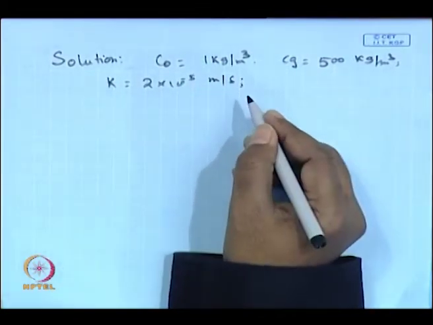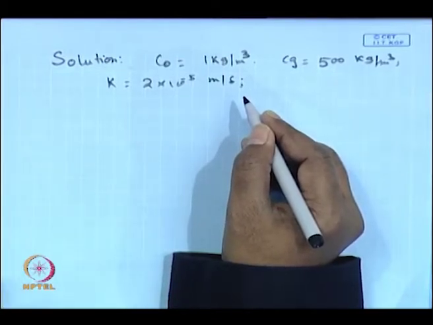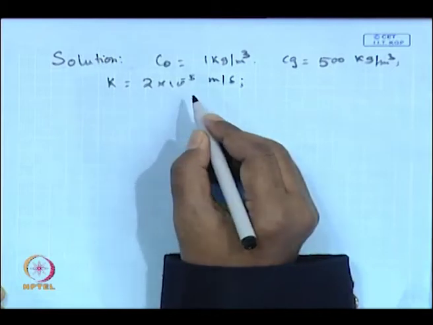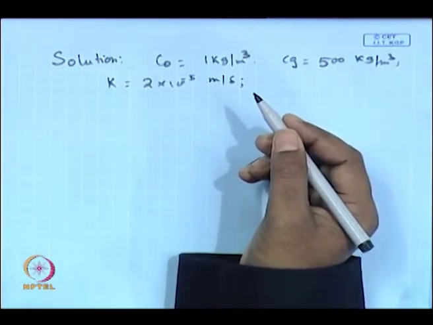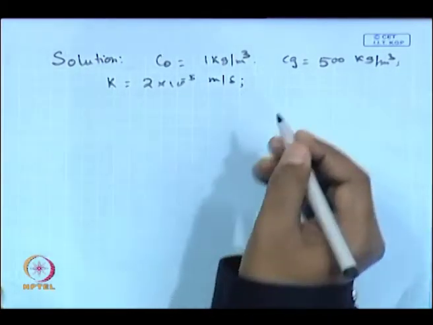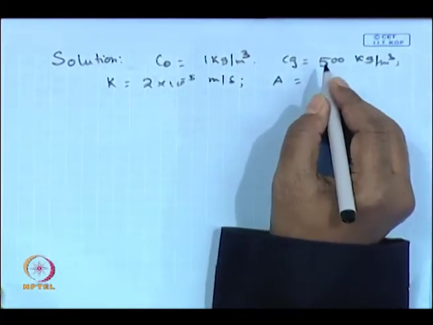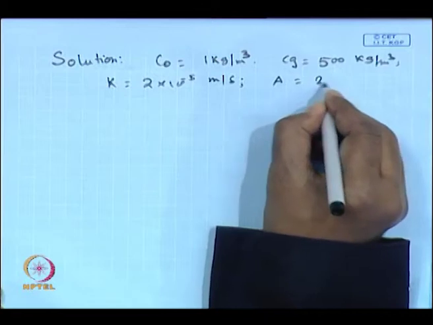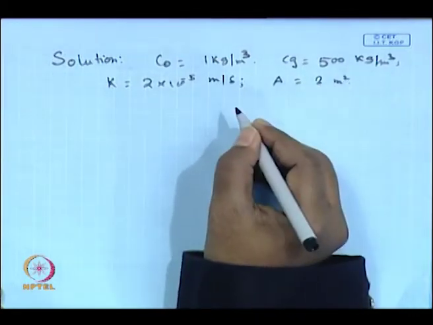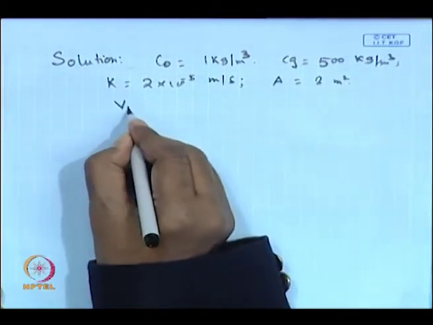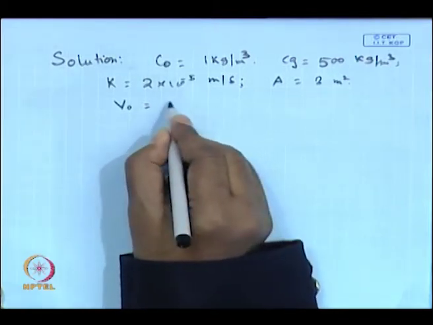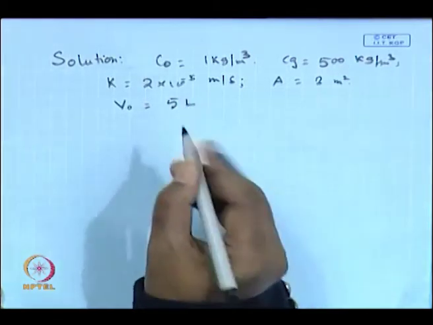If you know the geometry of the flow domain, if you know the properties, you can estimate the mass transfer coefficient independently as well by identifying the appropriate Sherwood number relationship. And area of the membrane is given as 2 meters square. V naught is equal to initial feed volume, that is 5 liter.